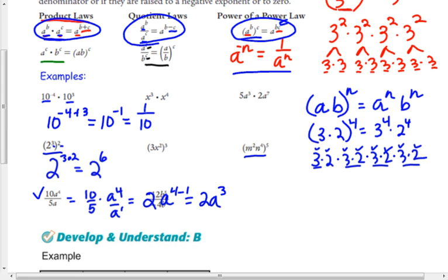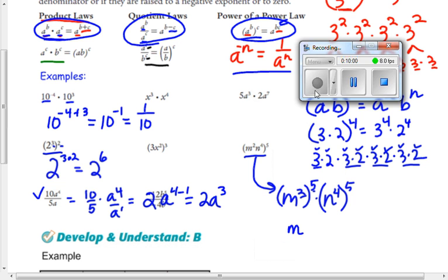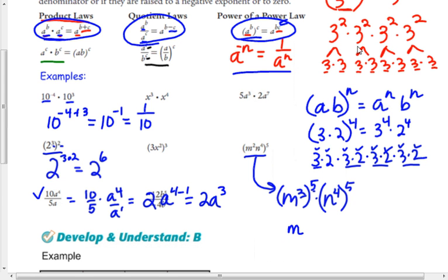So we're going to use that on this one right here. We're going to do m squared to the 5th times n to the 4th to the 5th. And that's going to give us, now I need to use the power to a power law. So we're going to do 3 times 5 here using this law. That's 15. And then for the n, we're going to do 4 times 5, which is 20.